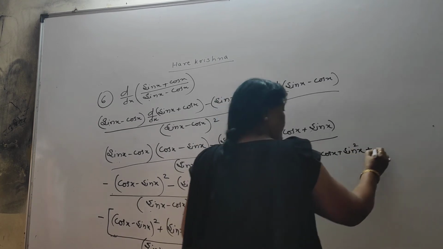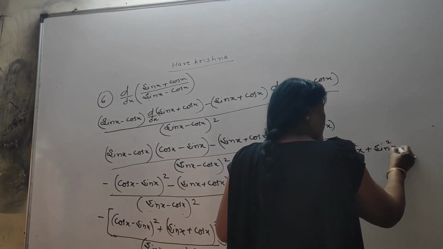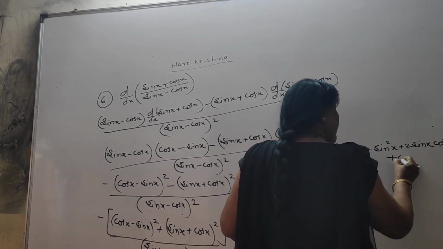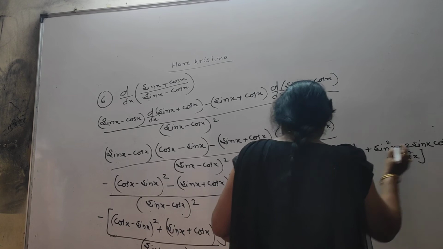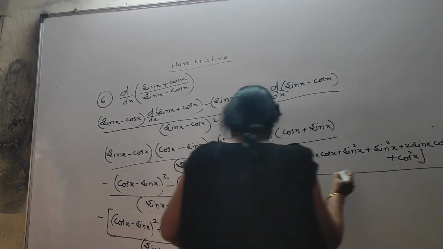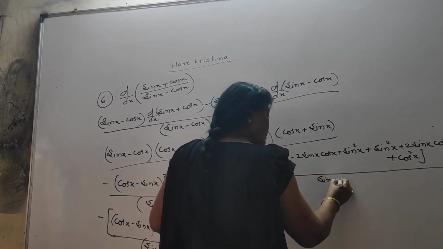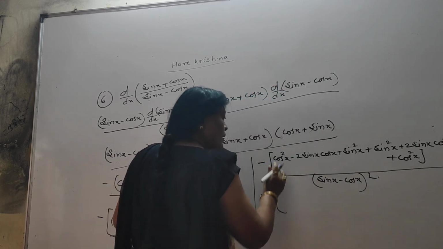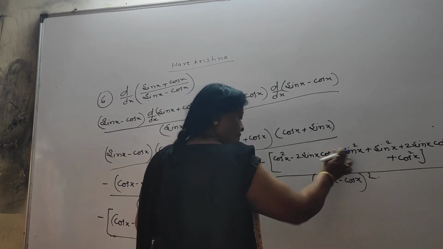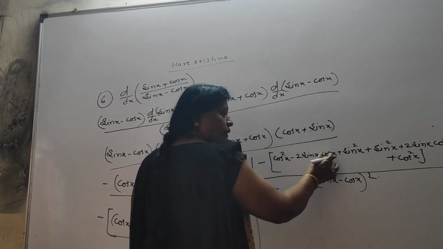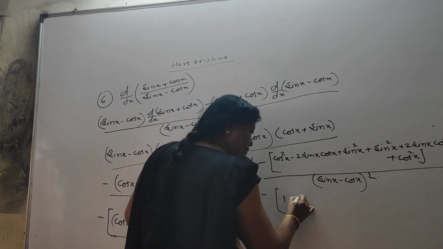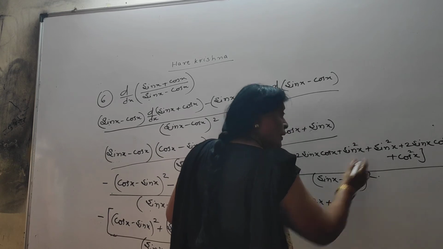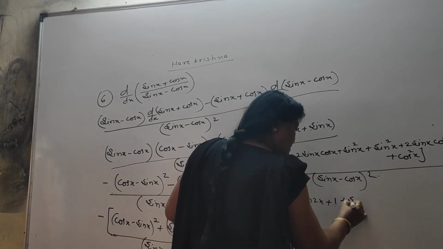Again, same rule you have to apply. sin square x plus 2 sin x cos x plus cos square x, divided by (sin x minus cos x) whole square, with the minus sign. sin square x plus cos square x is 1, minus 2 sin x cos x. 2 sin x cos x, that is the formula of sin 2x. Here again, sin square x plus cos square x is 1. Again 2 sin x cos x, that is the formula of sin 2x.